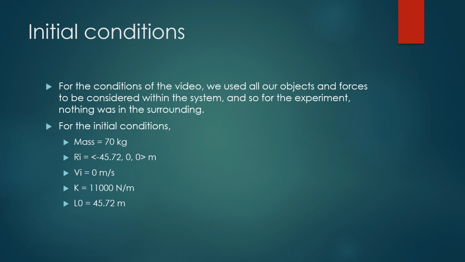For the conditions of the video, we used all our objects and forces to be considered within the system, and so for the experiment, nothing was in the surroundings. For the initial conditions, the mass was 70 kilograms, the initial position was negative 45.72 x, the initial velocity was 0, the spring constant K was 11,000 Newton meters, and the initial length of the rope was 45.72 meters.